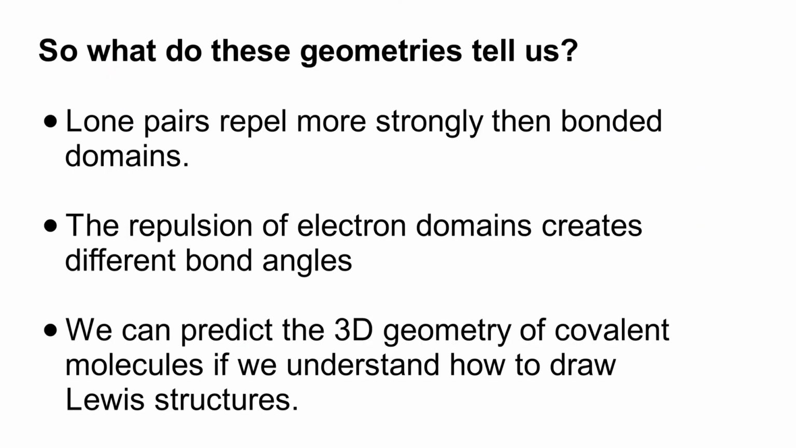So what do these geometries tell us? In other words, what are some of the big takeaways from this video? The first one is the idea that lone pairs are going to repel more strongly than bonded domains. The second thing is that the repulsion of the electron domains is what creates different bond angles, and this is where we have that valence shell electron pair repulsion theory that we were talking about earlier in the video. And then lastly, we can predict the 3D geometry of covalent molecules if we understand how to draw their Lewis structure. So we're taking what we learned in the last video and building onto it to predict what 3D geometry we think these different molecules would have.